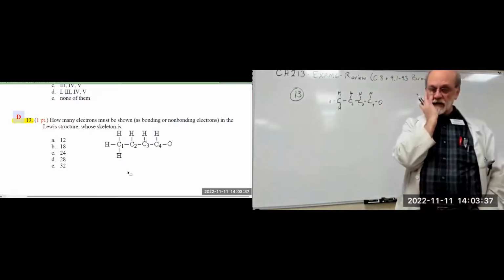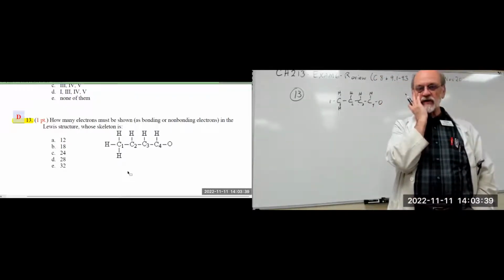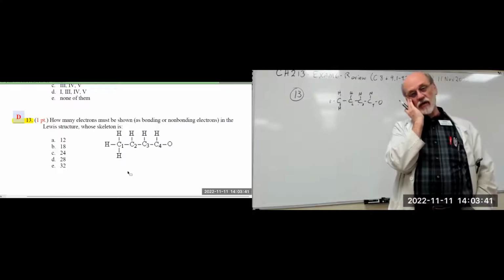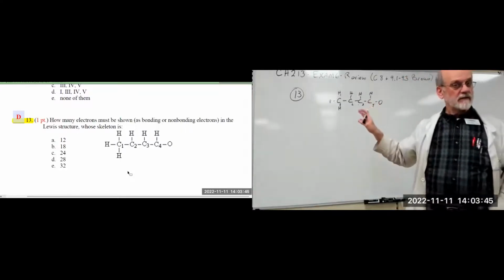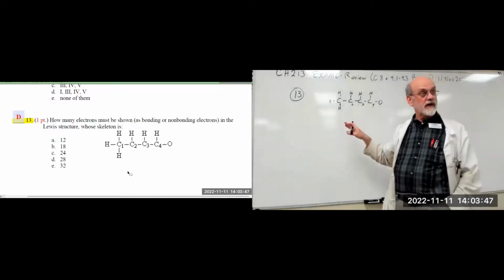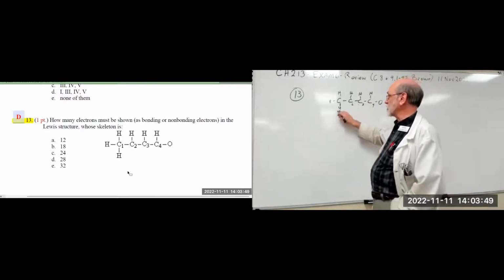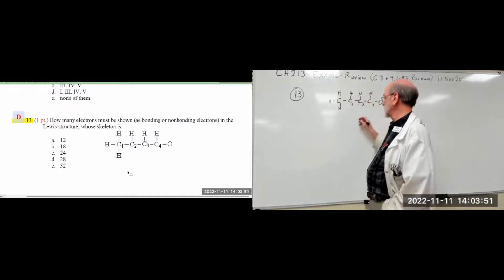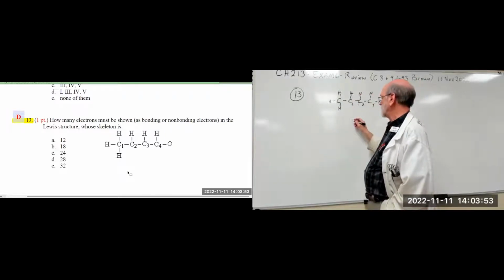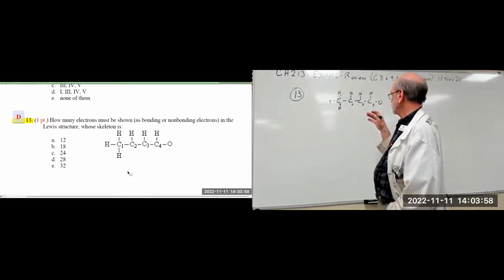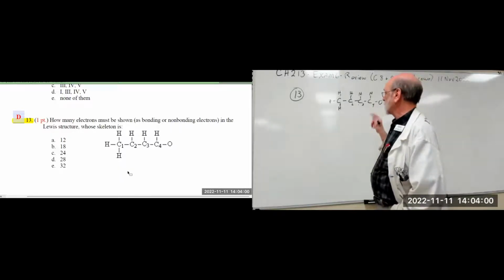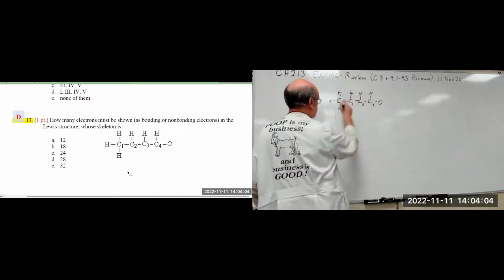Okay. The question is, how many electrons must be shown as bonding or non-bonding electrons in the Lewis structure? This is simple. Just add all the valence electrons up, right? How many hydrogens? 1, 2, 3, 4, 5, 6. Well, I'll tell you what, you can do it. And that would be the best way, just to take the hydrogens first.